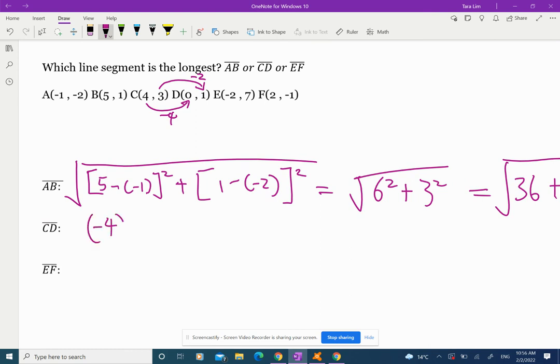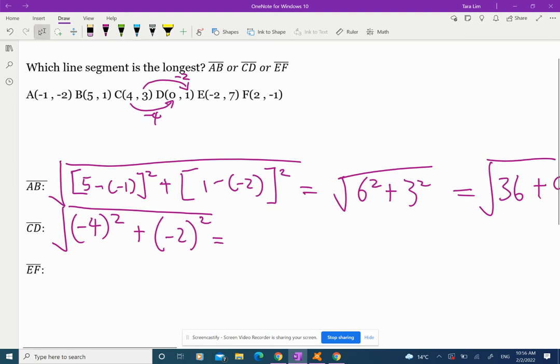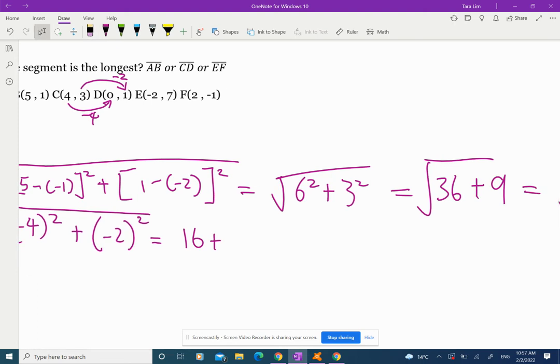-4, remember to bracket squared, plus -2 squared. And then we square root it. So we get -4 squared, which is -4 times -4, which is 16, plus -2 times -2 is 4. So we square root it, and then we get square root 20.